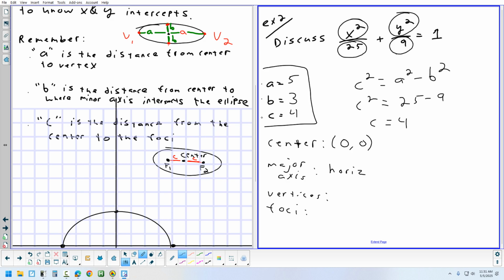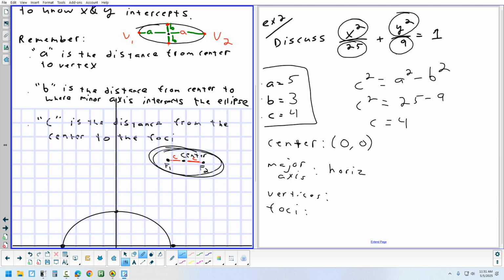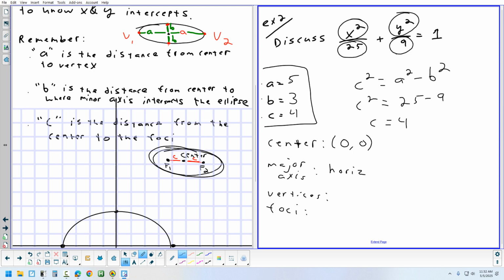A is the distance between the center and the vertex. Now, in our picture, the major axis is horizontal, so we know everything is going to line up left and right. So if you know your center, what's 5 units left and 5 units right of your center? What would be those two coordinates?